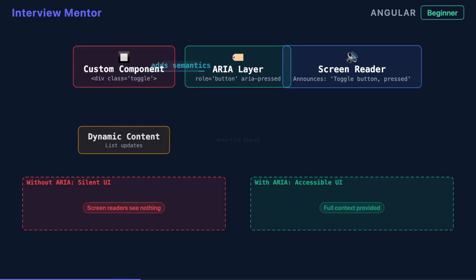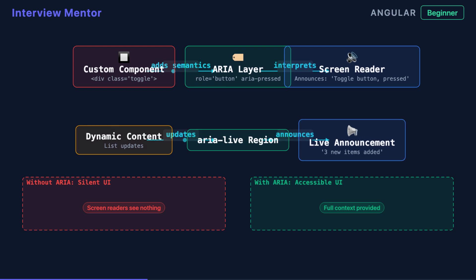Here's why ARIA matters in Angular. Modern apps have dynamic content and custom components that don't have native semantic meaning. A div styled as a button isn't recognized as interactive by a screen reader. ARIA fills this gap. When you add role equals button and aria-pressed to a custom toggle, screen readers can announce it's a button and whether it's pressed.